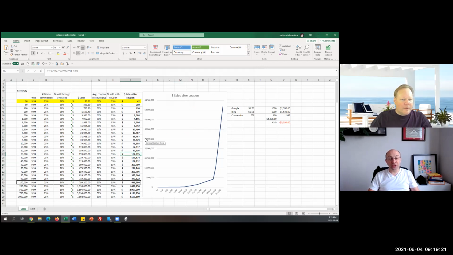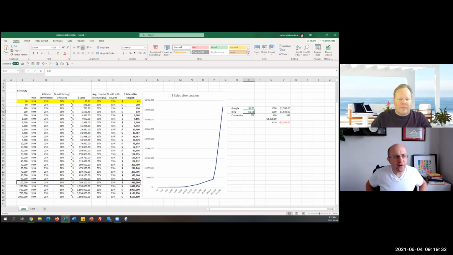Here's the sobering realization that I was talking about. Average cost of click on Google is $2.76. I took it from Guru. Average cost of click on Bing is $1.63. Again, massive averages across all different categories. Conversion rate, 5% is amazing. Anywhere between 2 and 8 is considered good. We're at the lower price point, so our conversion rates are supposed to be higher.